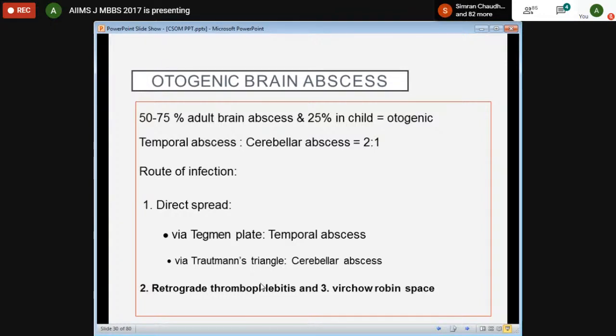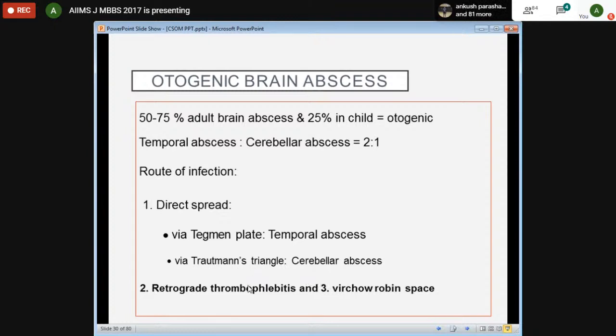The tegmen is the roof of the middle ear. If it is over the middle ear, it is known as tegmen tympani. If it is over the antrum, that is the mastoid region, it is known as tegmen antri. And then there is the Trautmann triangle. The Trautmann triangle is in the mastoid, and this is a bony area. If there is erosion of the bone, the abscess will travel through this bony area to the cerebellum, because the cerebellum is beyond the Trautmann triangle.